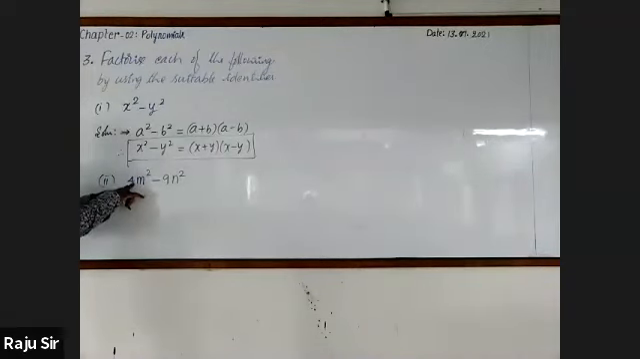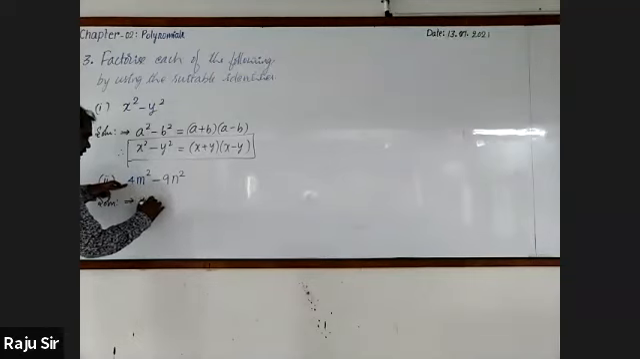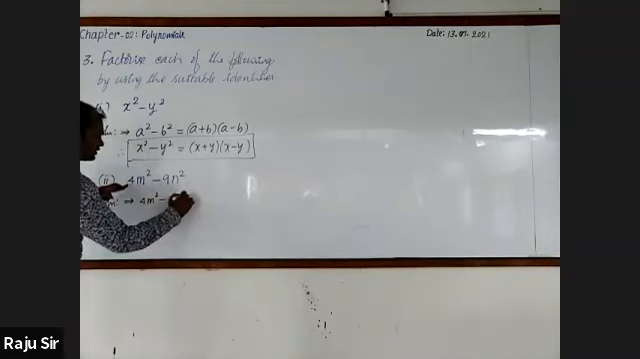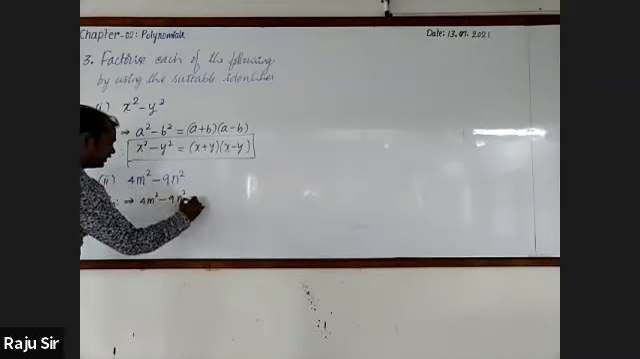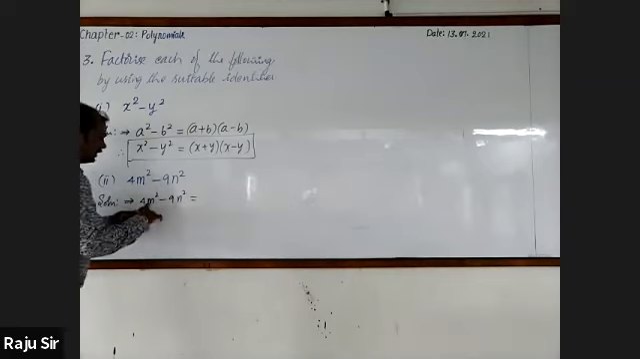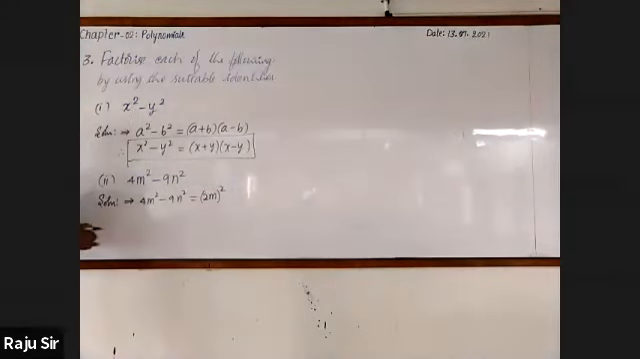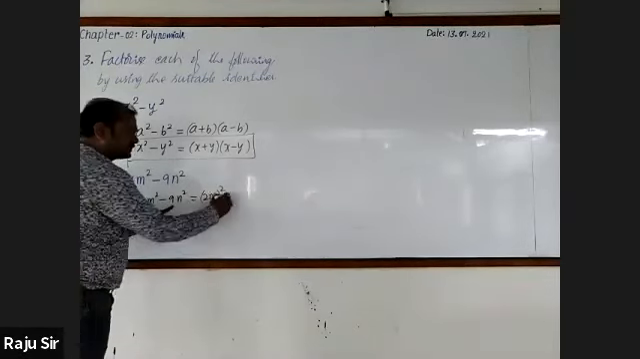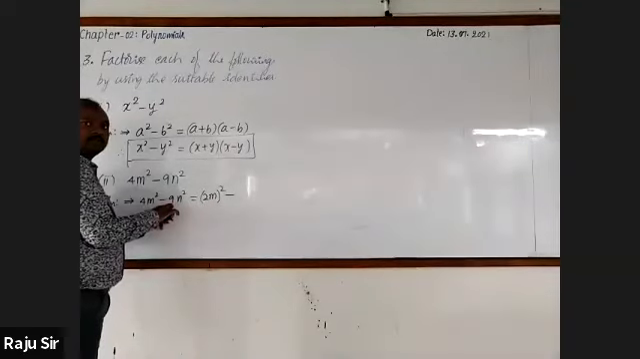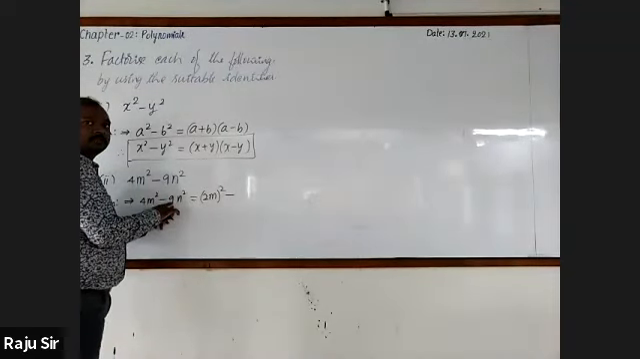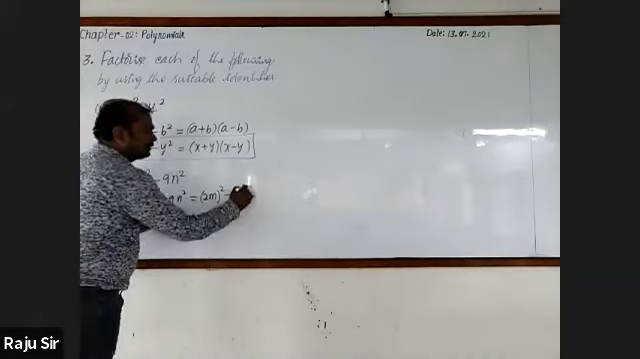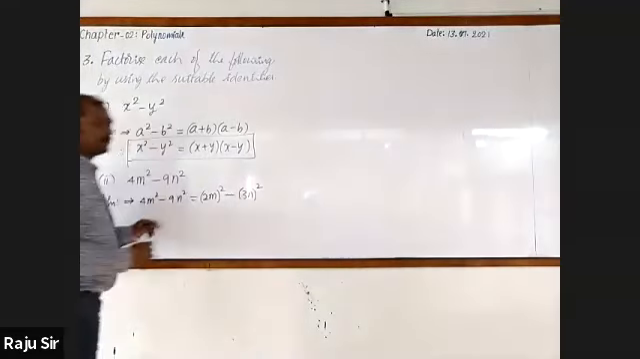4m square minus 9n square. Just look here. 4 is a perfect square; I can write it as 2 square. Then m square is there. So 4m square is (2m) whole square. Then 9n square is there. 9 is a perfect square, 3 square. So 9n square can be written as (3n) whole square.